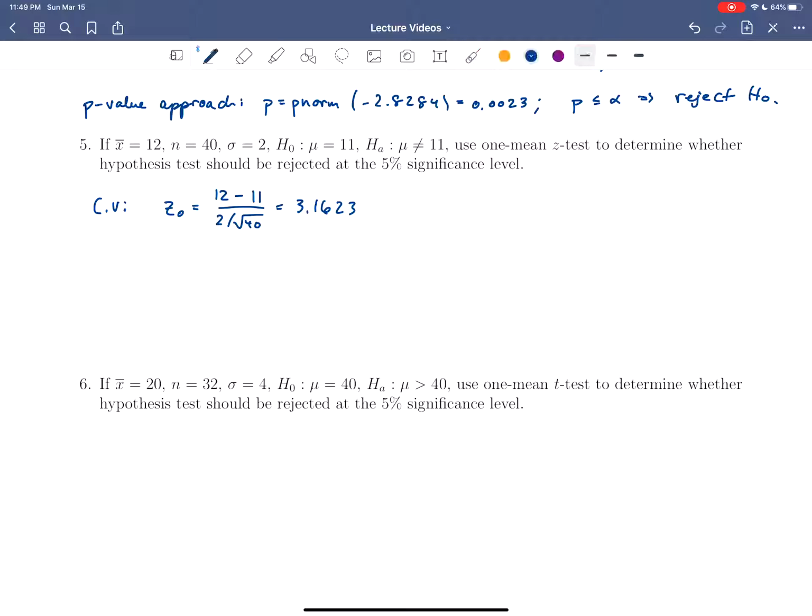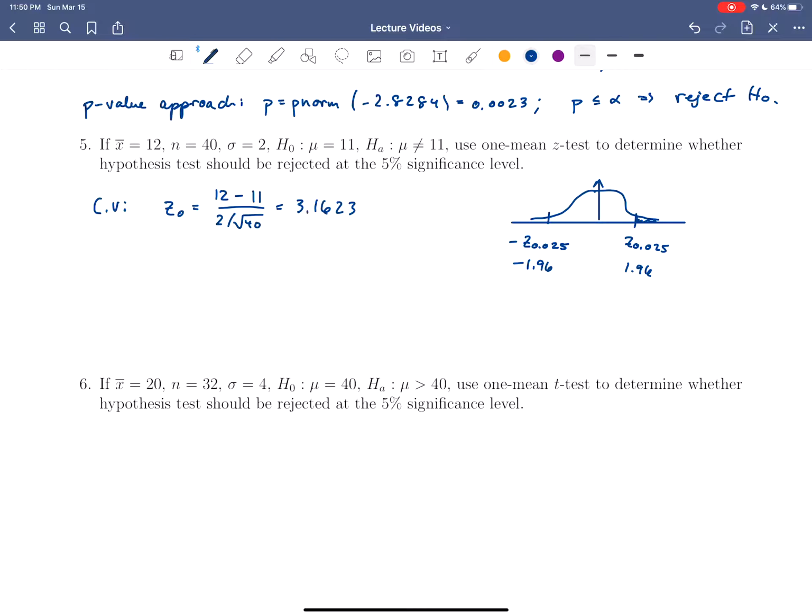We need to decide what are our critical values. This is a two-sided test, so we need to decide what are the critical values where each area over here is 0.025. So our critical values will be plus z sub 0.025 and minus z sub 0.025. And so if we go back to our chart and look up those values, the z sub 0.025 values are 1.96 and negative 1.96.